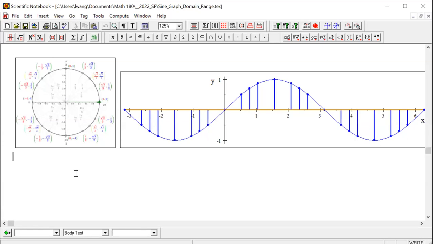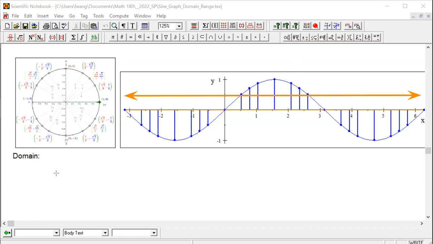Okay, domain, horizontal span. On the unit circle it means it can go from standard position any way you measure it, circling as many times as possible. So this curve will keep going in both directions as needed. So the horizontal span, which is for the gold, can go in both directions as far as possible. So the domain is all real numbers, from -infinity to +infinity.